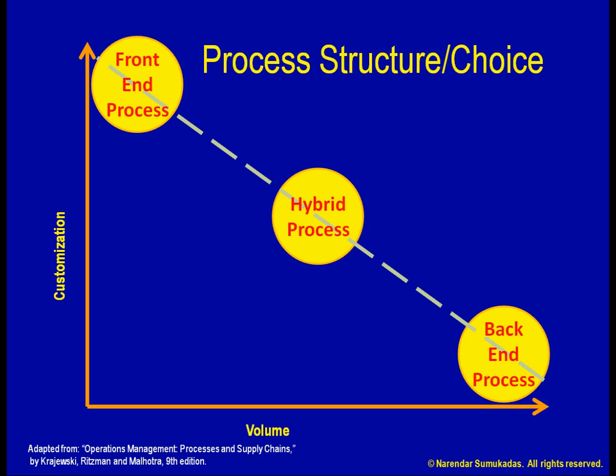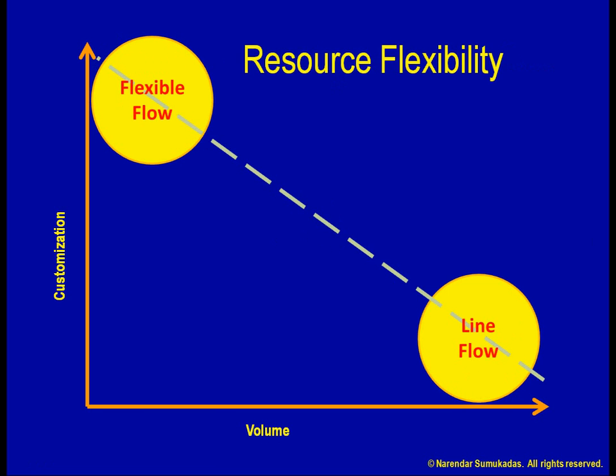Another important process decision that we have to make has to do with resource flexibility. There are two basic resources that we need to consider: labor and equipment. Clearly, we need a greater flexibility of resources if we are closer to the flexible flow end, and less flexibility closer to the line flow end.